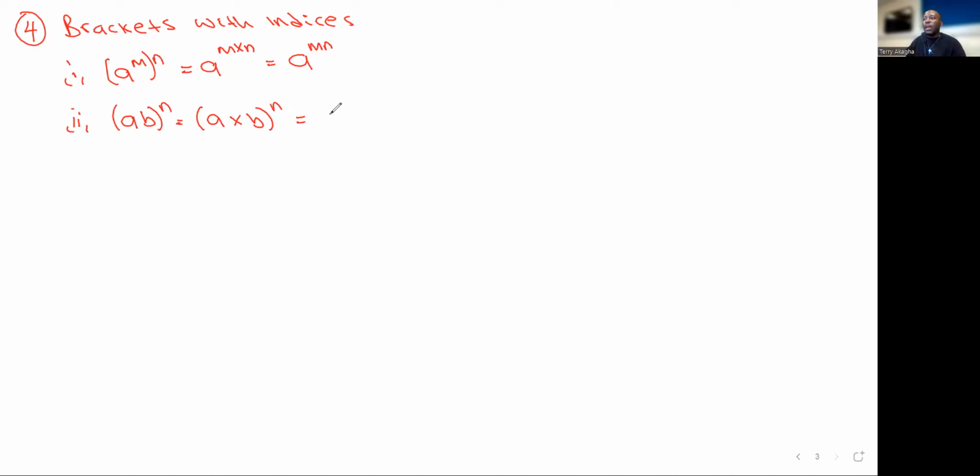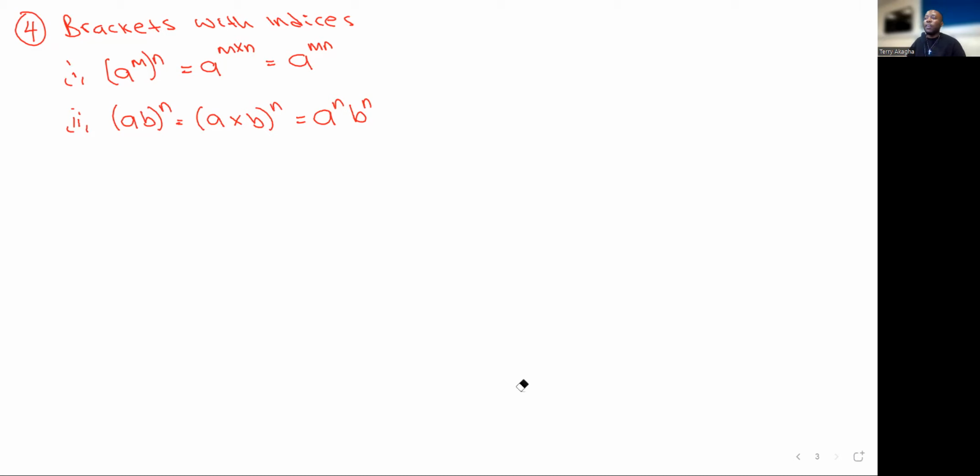It's going to be a raised to the power n, b raised to the power n. Technically, if you look at this, it's the same thing as a raised to the power 1, b raised to the power 1, all raised to the power n. Is that making sense? You multiply 1 times n, which gives you n, and 1 times n also gives you n. So it's the same thing. When you are multiplying two together, the power affects all the elements inside the bracket.